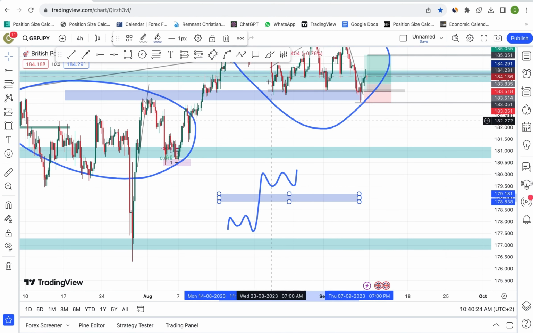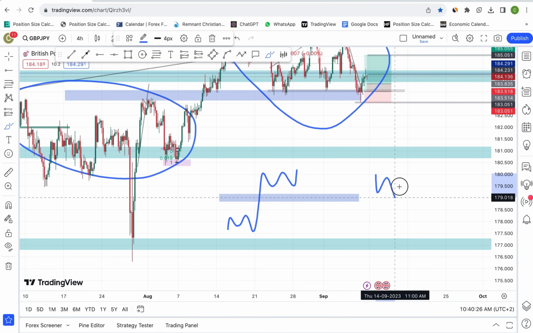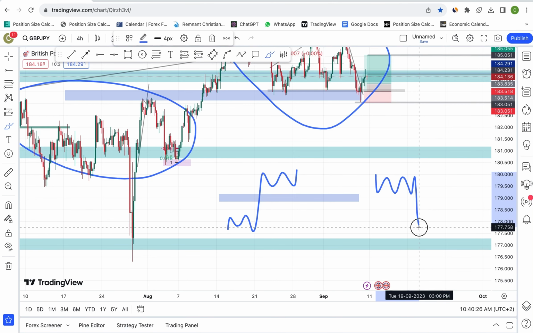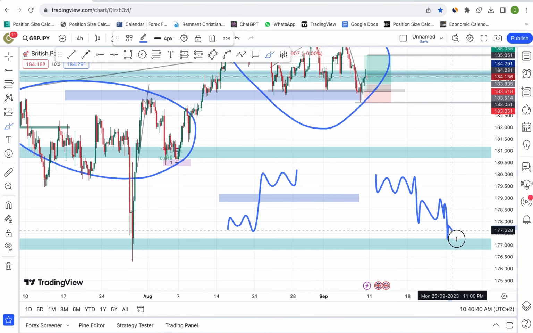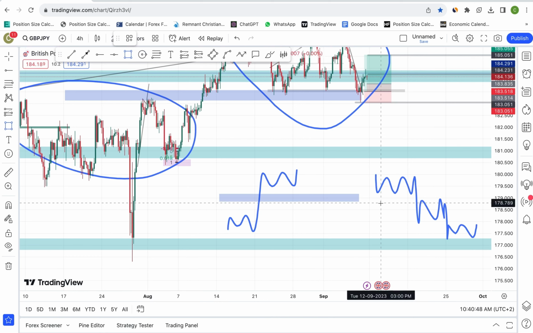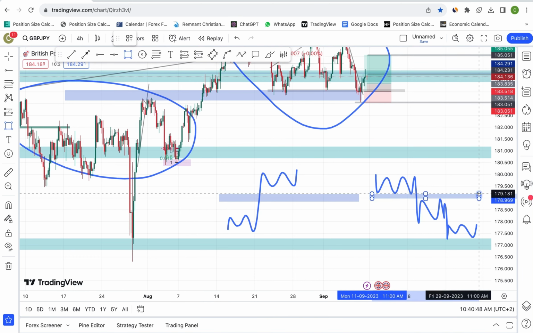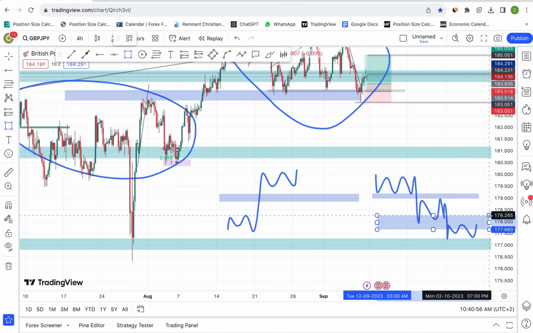You can also have it in this manner, after consolidating, after giving us a straight pattern. Then you see a flip to the downside, giving us the same thing. Then you see a flip again to the downside, giving us the same thing. So this is what I call a flip zone. You can see it flipping to the other side, continuously giving us the same pattern.